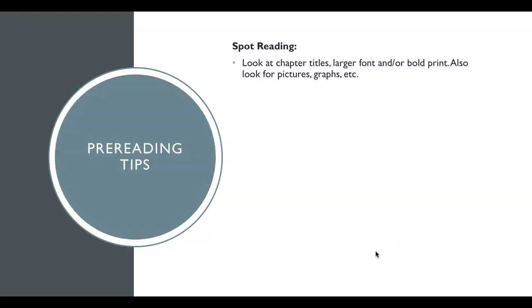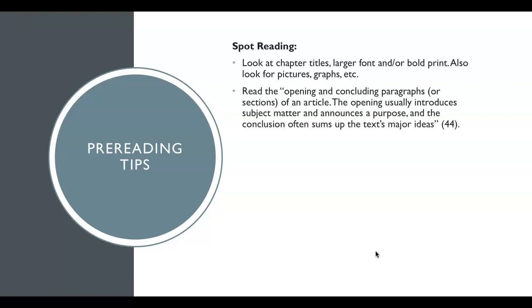More pre-reading tips. Okay, I call this spot reading. It's when you go through and look at the chapter titles, look at the larger font and the bold print. Usually if it's in bold print or a bigger font, and titles of chapters and different little sections usually have quite a bit of importance, so they'll let you know what you're going to be reading about. If there's pictures and graphs, I'd pay attention to those. And this is all what you do before you just start reading the entire text.